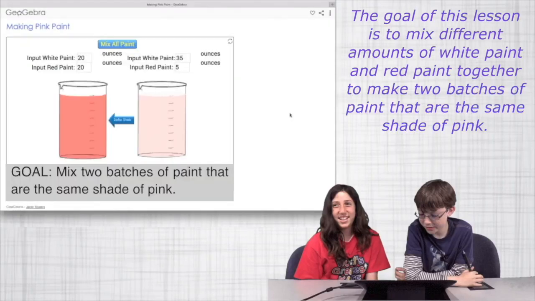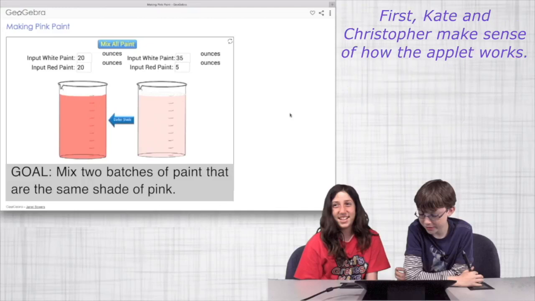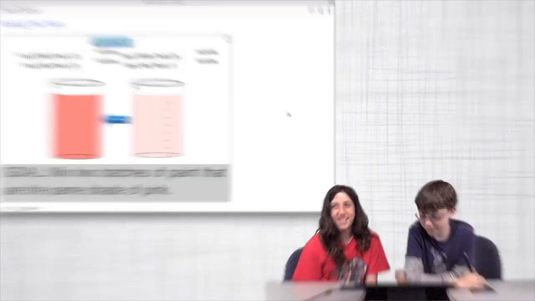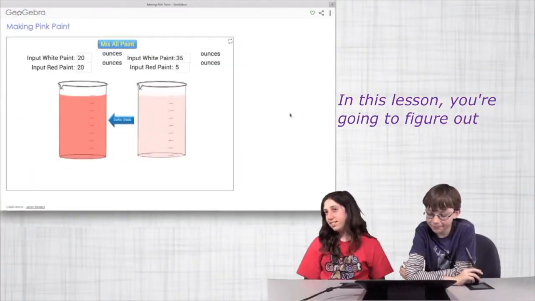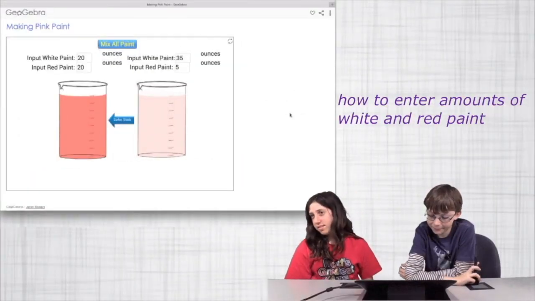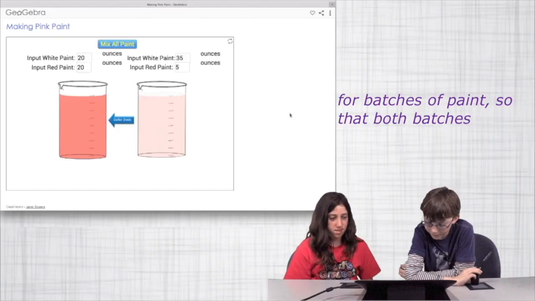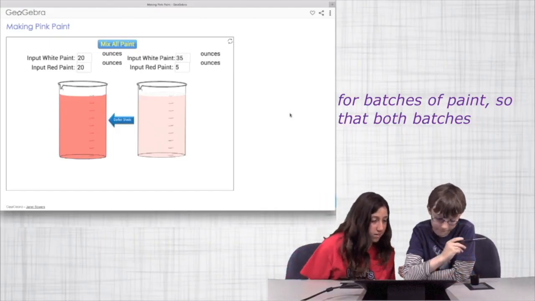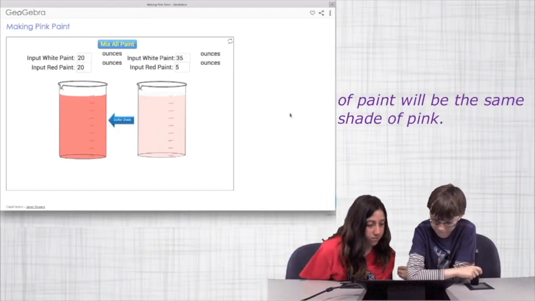The goal of this lesson is to mix different amounts of white paint and red paint together to make two batches of paint that are the same shade of pink. First, Kate and Christopher make sense of how the applet works. So, in this lesson, you're going to figure out how to enter amounts of white and red paint for batches of paint so that both batches of paint will be the same shade of pink.